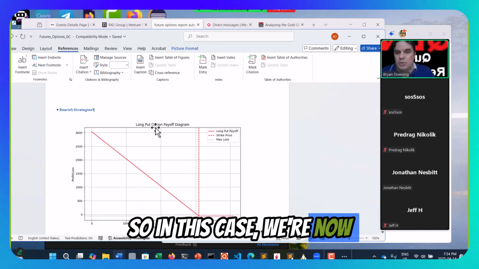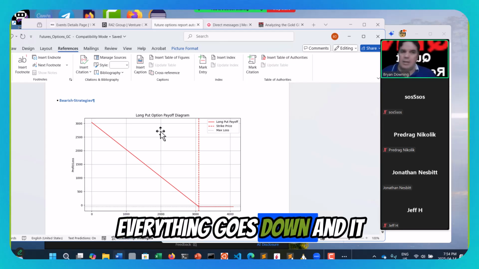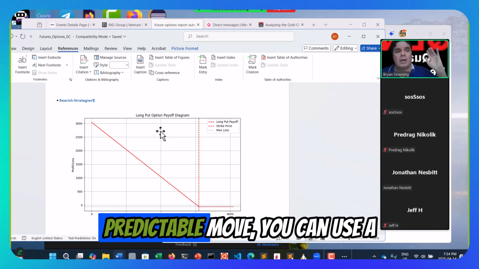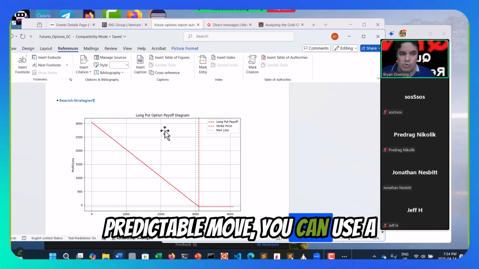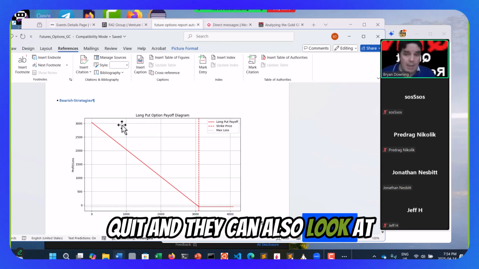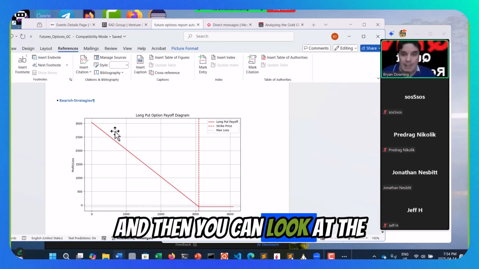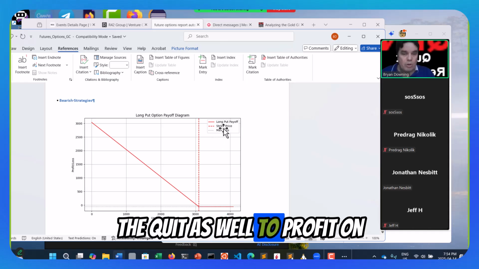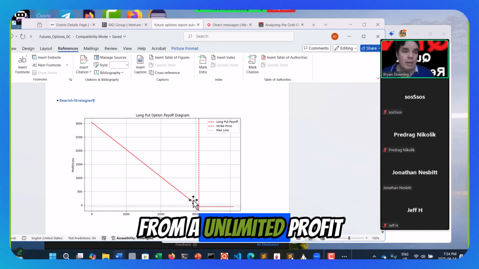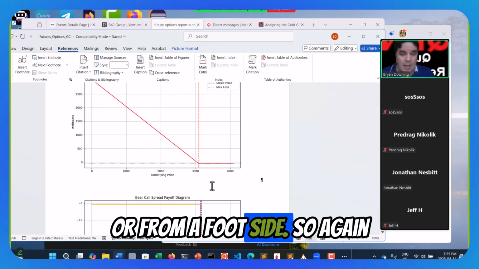So in this case, we're now looking at bearish. So if you're now going into an economy where everything goes down and it gets hairy, and you know it's going to be a predictable move, you can use a bearish strategy, putting on a put. You can also look at the payoff and say, okay, my future minimum has to be this, and then you can look at the put as well to profit on, from an unlimited profit potential from a bearish side, or from a put side.